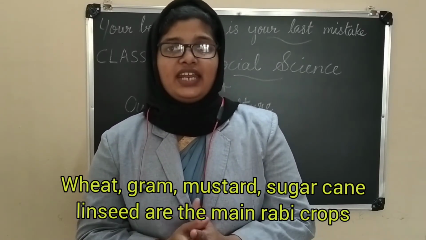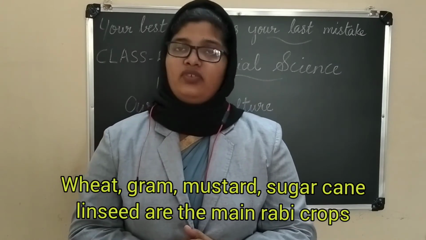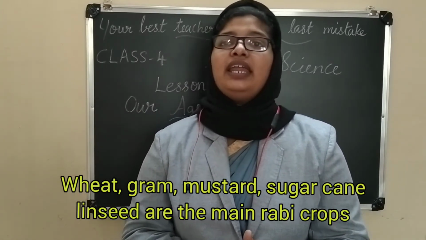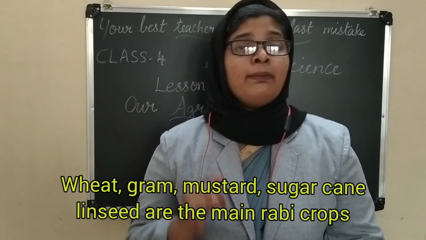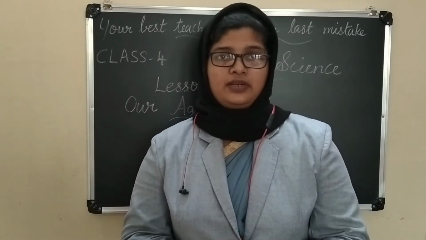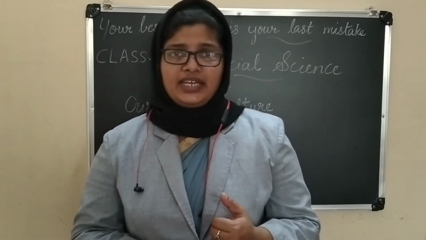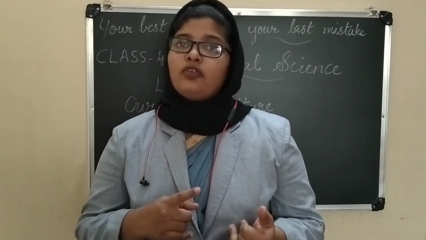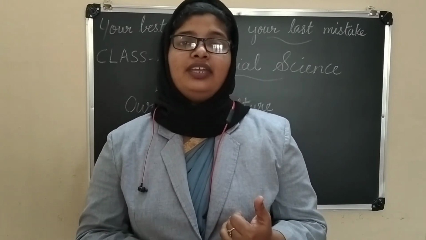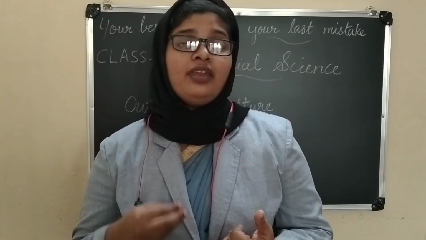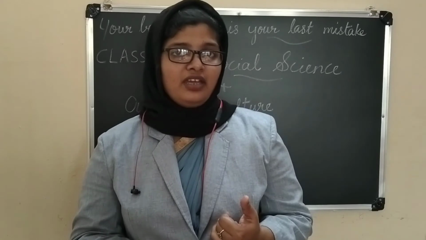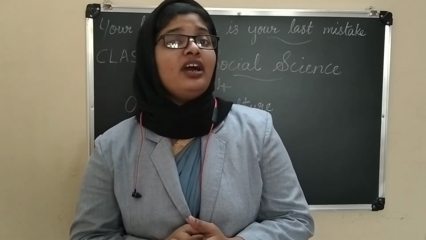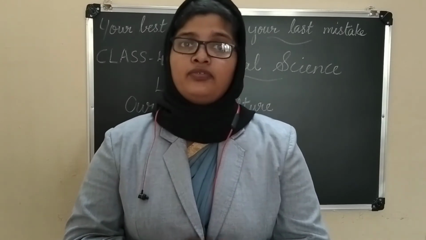So, which are the Rabi crops? Yes, wheat, gram, mustard, sugarcane, linseed and barley are the main Rabi crops. We also studied food crops and cash crops. Food crops are used to feed people. Cash crops earn money. Next we are going to learn in detail about food crops.